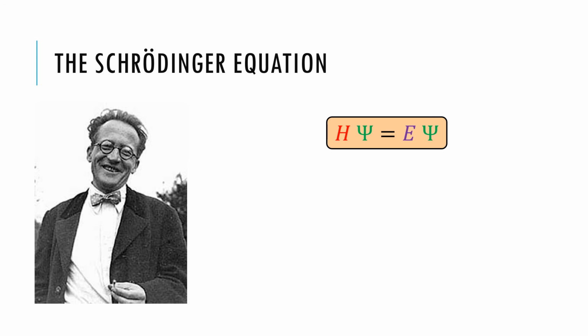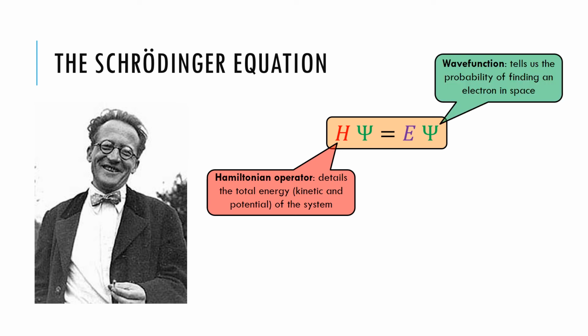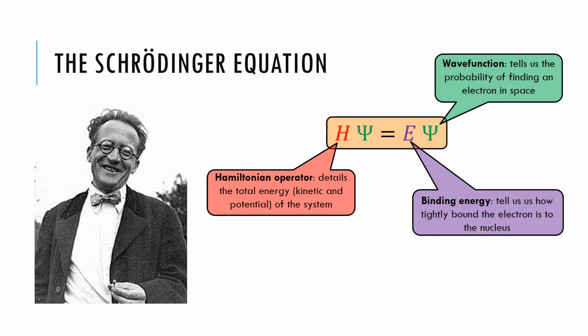The simplest form of the Schrodinger equation is here. It can only be solved for the hydrogen atom or one electron systems. There is something called a Hamiltonian operator, and this details the total energy in terms of kinetic and potential energy of the system. There is a wave function, which tells us the probability of finding an electron in space. And there is this binding energy value. This tells us how tightly bound the electron is to the nucleus.